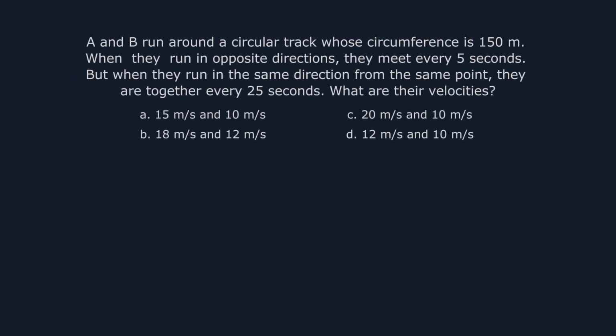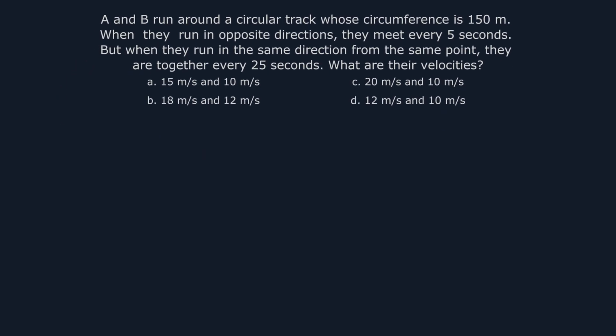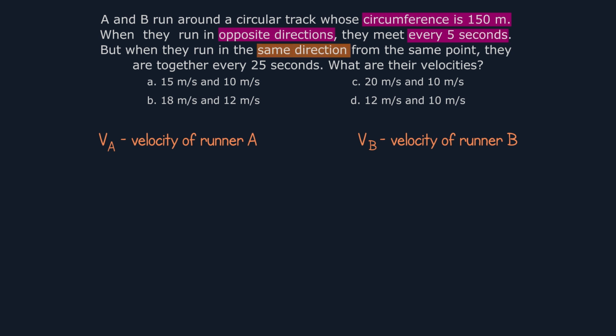Okay, now, let's start with assigning some variables to represent their velocities in meters per second. Let VA be the velocity of A, and let VB be the velocity of B. We know from the problem that the circumference of the track is 150 meters. When A and B run in opposite directions, they meet every 5 seconds. And when they run in the same direction, starting from the same point, they meet every 25 seconds.